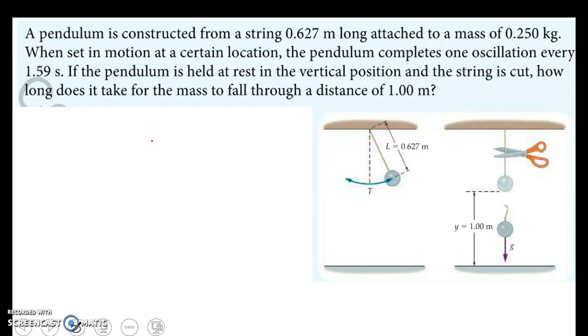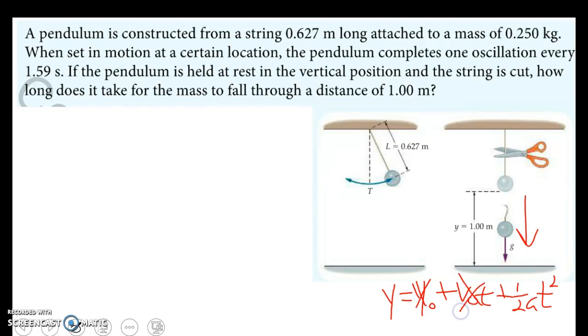So the first question is, how do we solve this part? And you've done this part before in kinematics. y equals y sub naught plus v sub naught t plus 1/2 a t squared. Our final position will be 1. Our initial position will be 0. Our initial velocity is 0. So it's going to be y is equal to 1/2 g t squared.